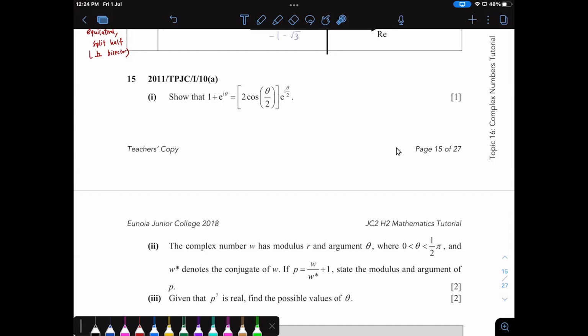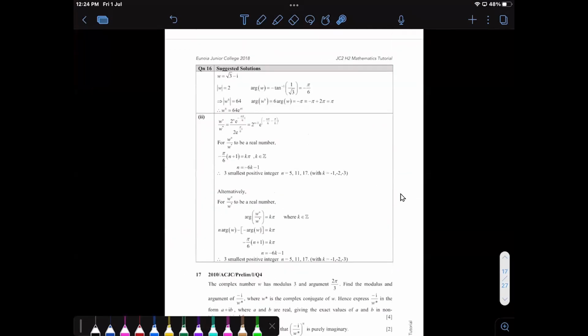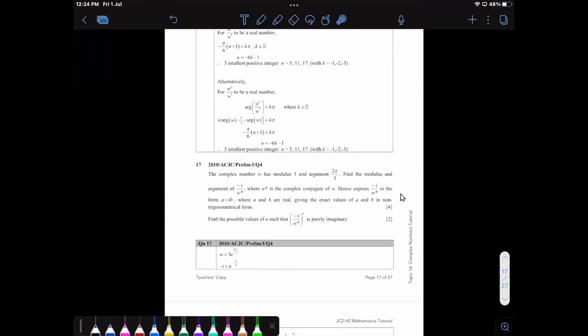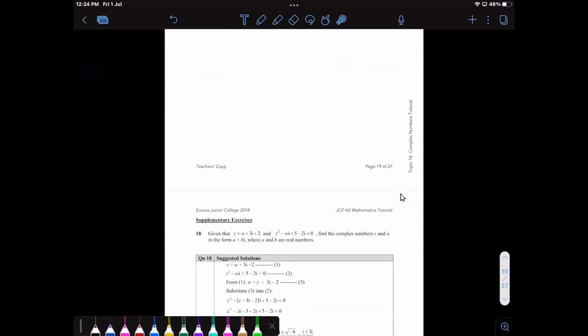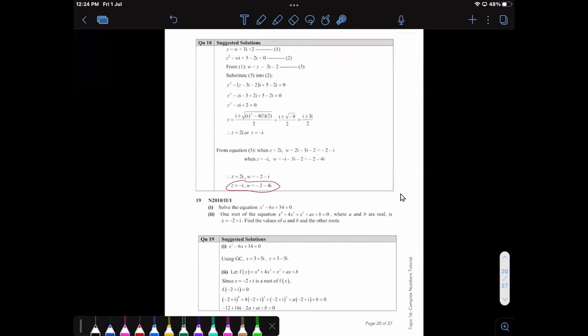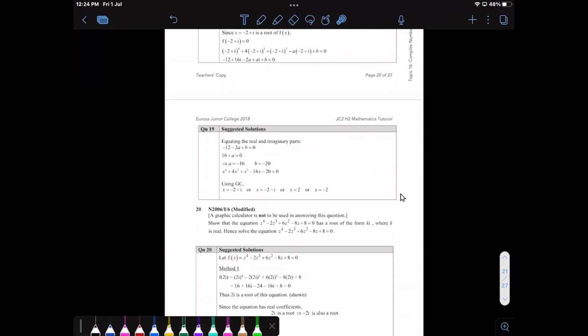Complex numbers. I don't know anything. Okay, let me see if there's any specific questions I should go through. All these are prelim questions already, which are quite difficult. I also haven't finished marking.